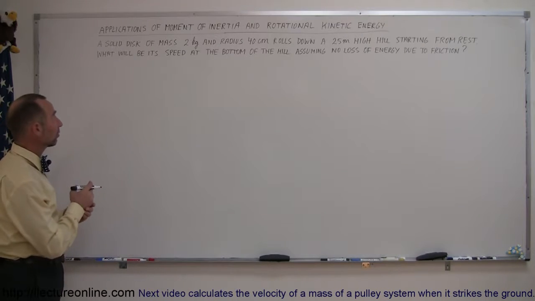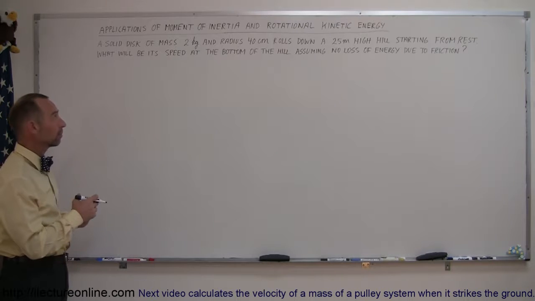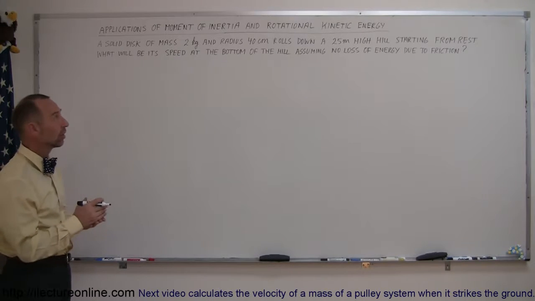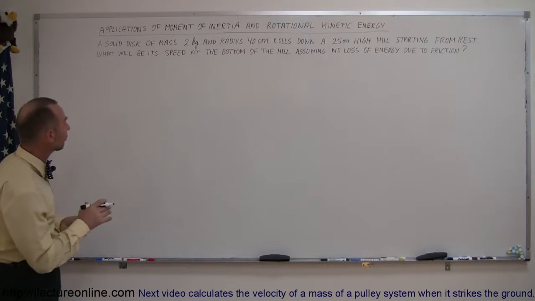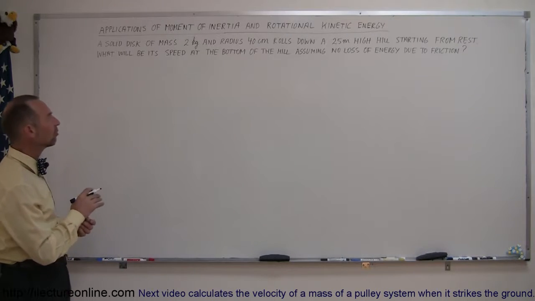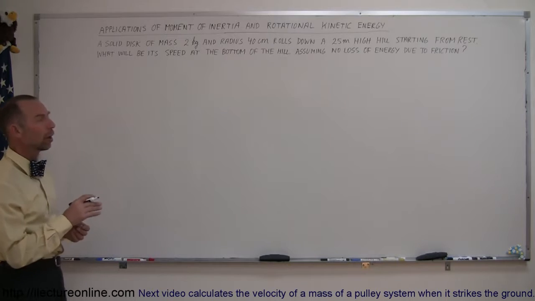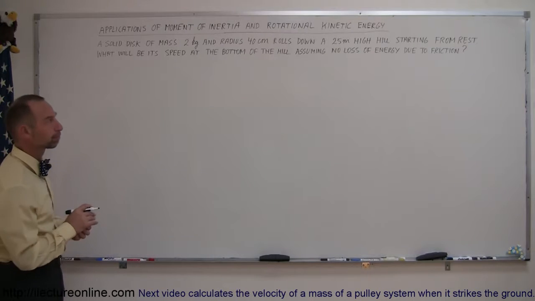Let's say we have a solid disk with a mass of 2 kilograms and a radius of 40 centimeters that rolls down a 25-meter high hill starting from rest. What will be its speed at the bottom of the hill, assuming no loss of energy due to friction?